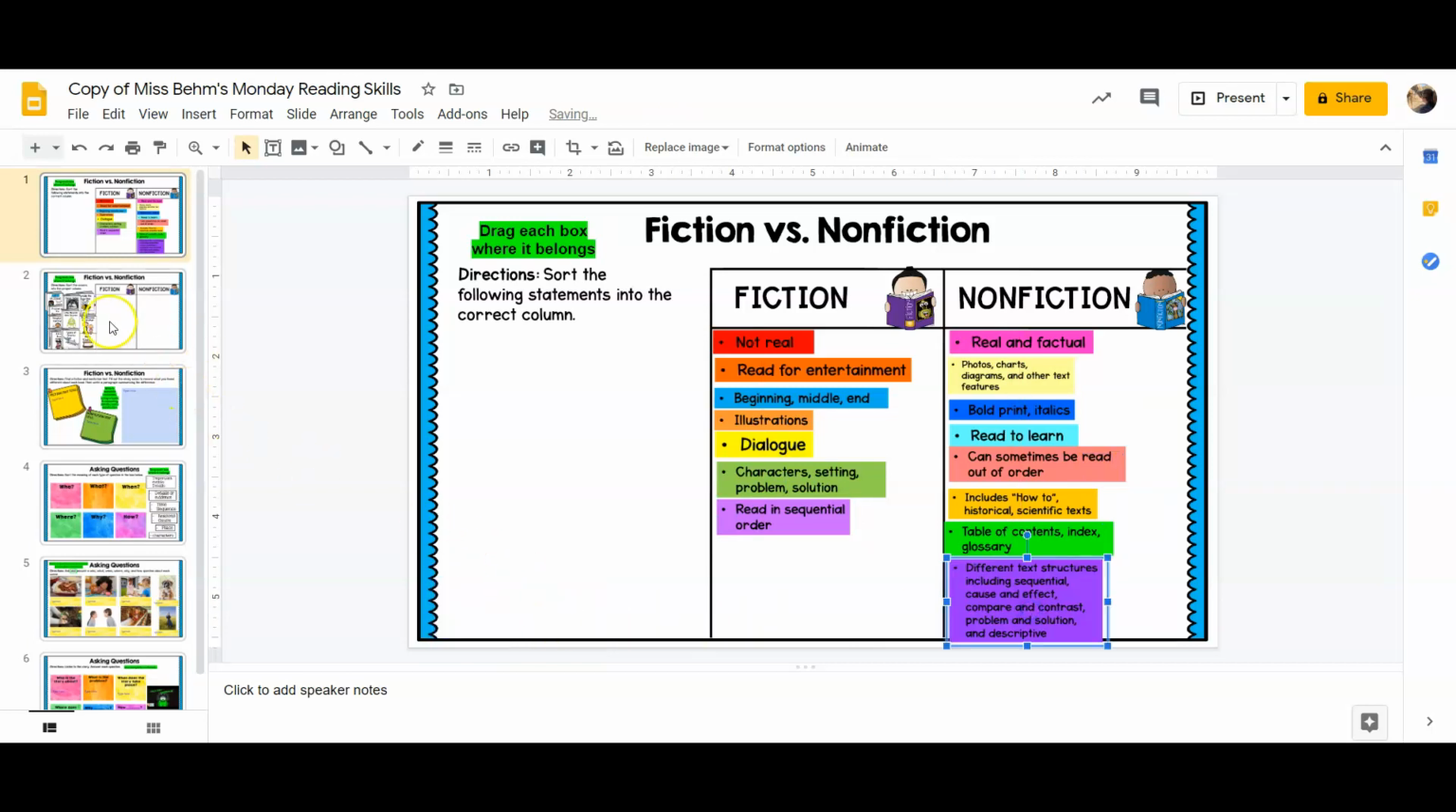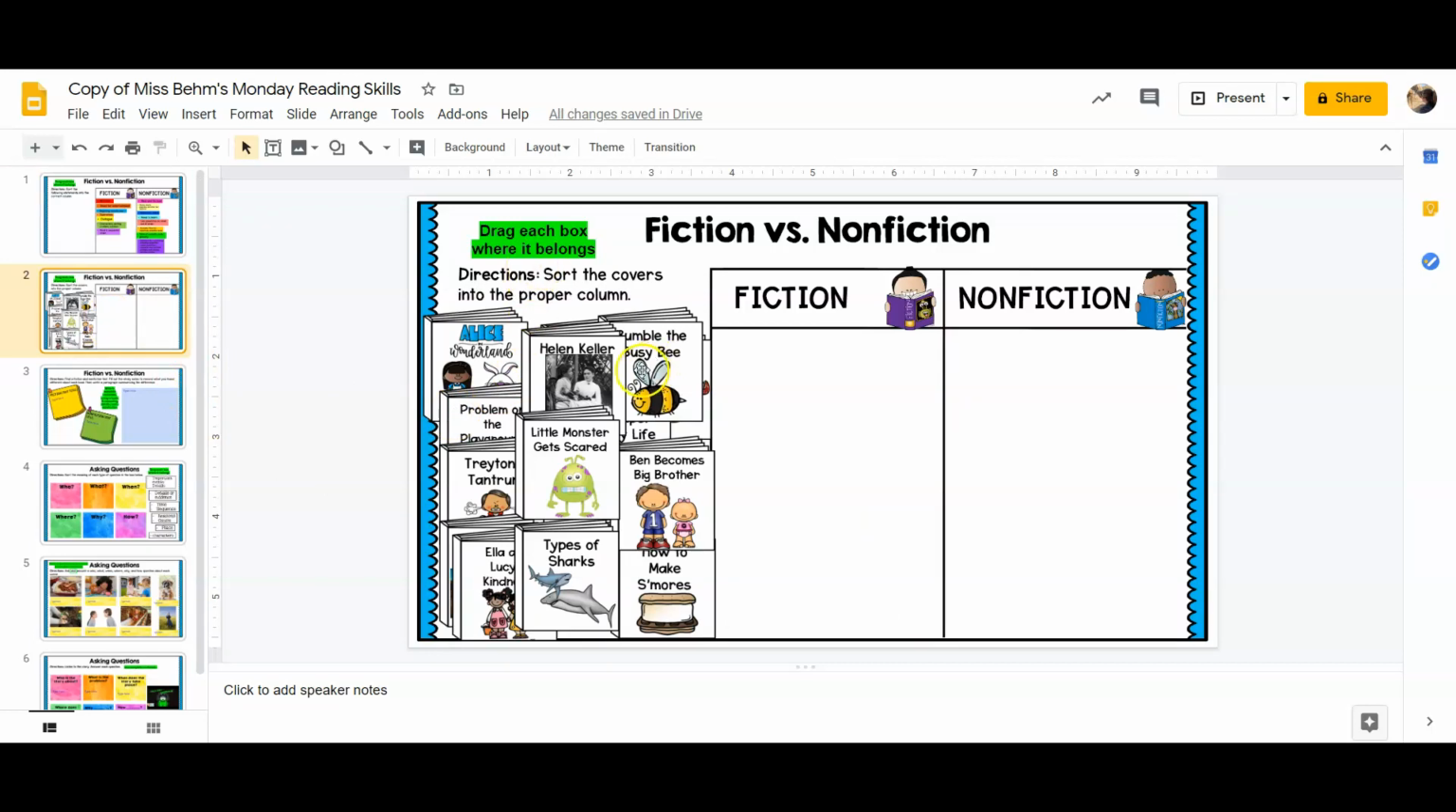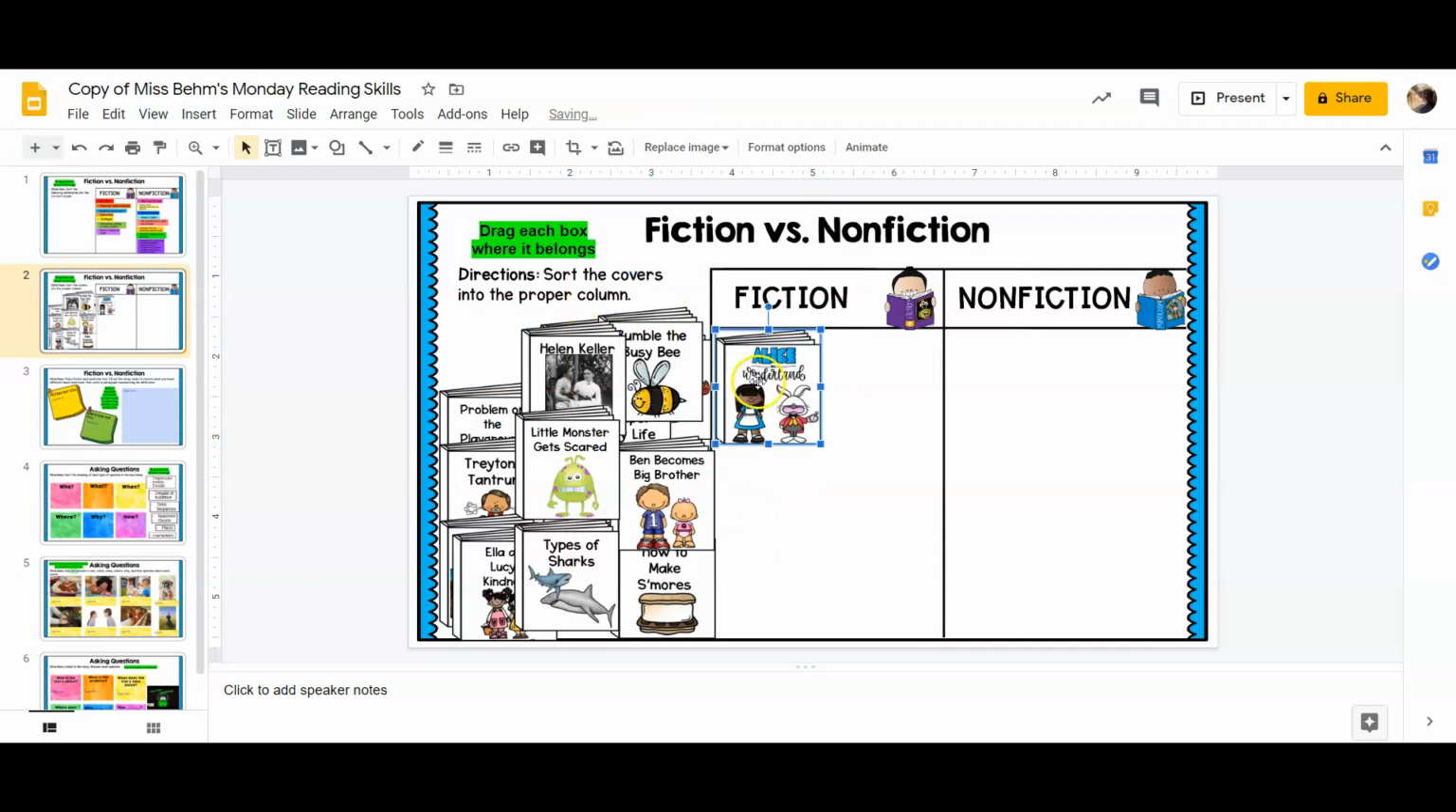Okay? When you go to this page, you are going to just sort the different covers into the proper columns. So, for example, Alice in Wonderland. Alice in Wonderland is more likely than not going to be a fictional book. So I'm just going to move that there. So just kind of think about, what would I do? Could I say that Helen Keller, is that a real person? Do you think that this is going to be about a real person's life? Put it over in the nonfiction.